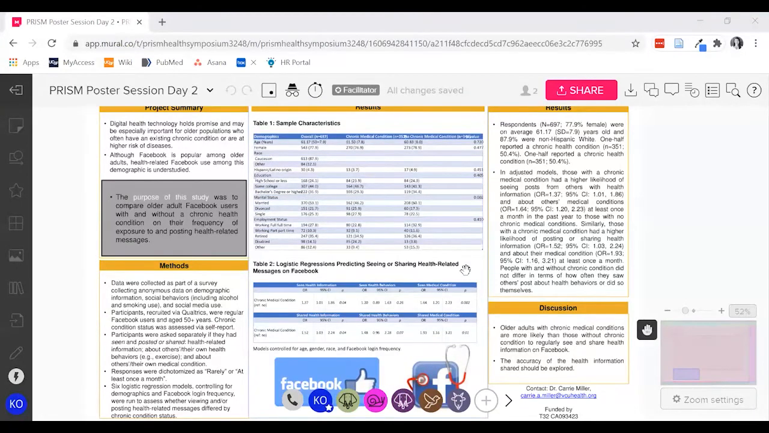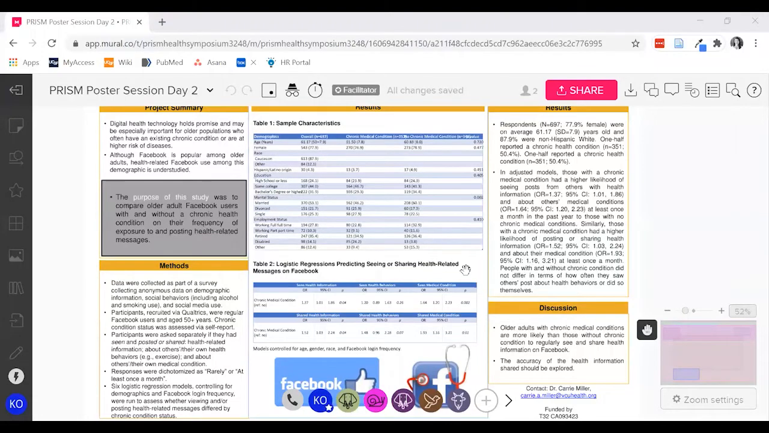Our primary outcomes of interest were captured using 6 items to assess both having seen and having posted or shared in 3 different areas. First, posts containing health information, news or stories. Second, posts containing health behaviors such as exercise, smoking cessation, or getting vaccinated. And third, posts about others' or their own specific medical conditions.